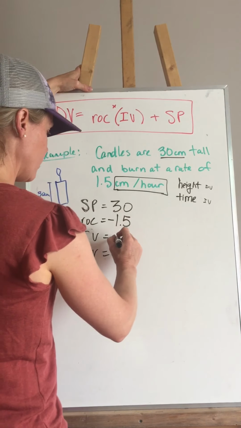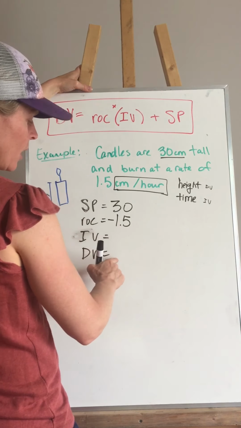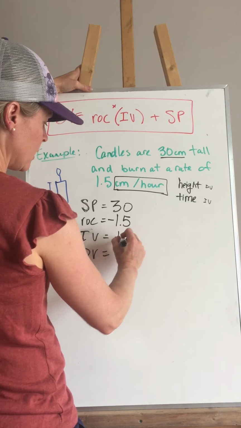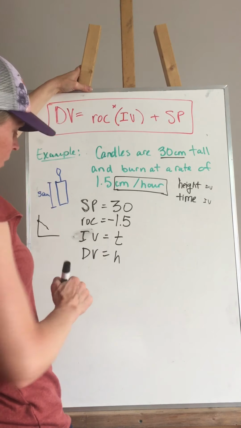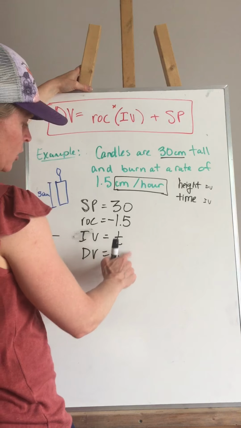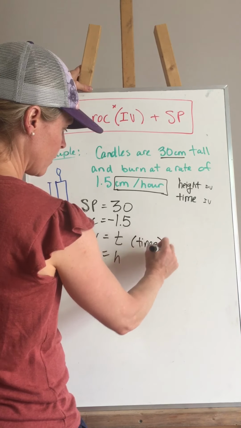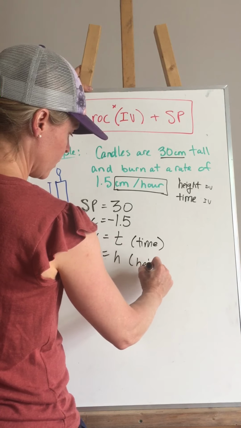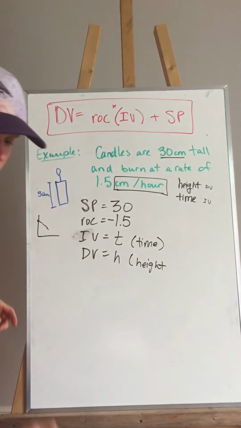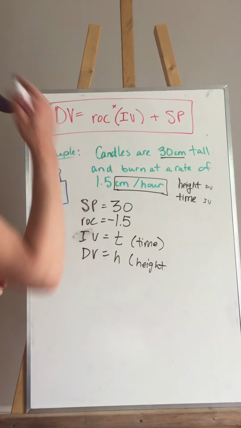So I'm going to write time. And for these, I should just assign one letter. So I'm going to do T, and I'm going to do H. So independent and dependent variable just include a letter. If you want, you can write time in brackets here and height in brackets here. Okay, so now we put it together and we make our equation.